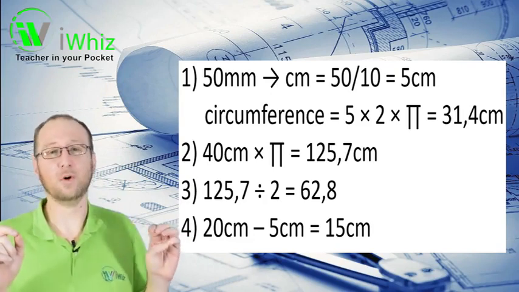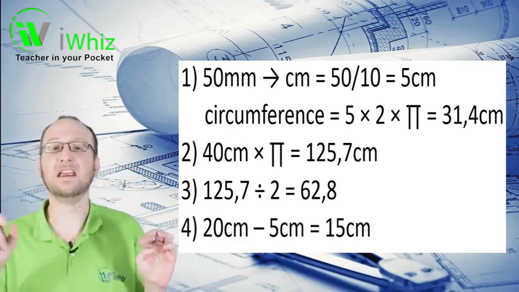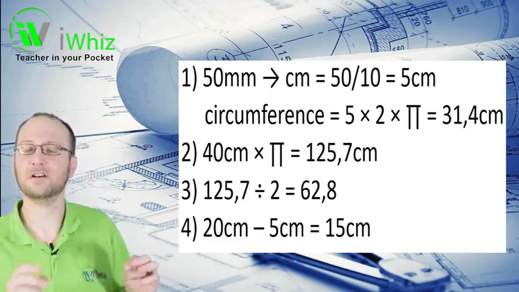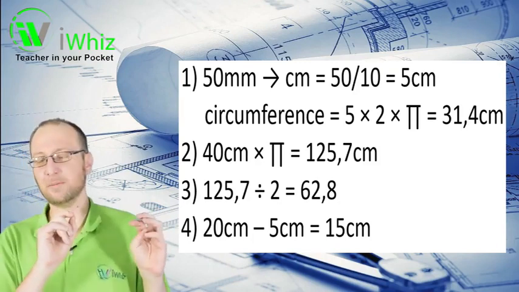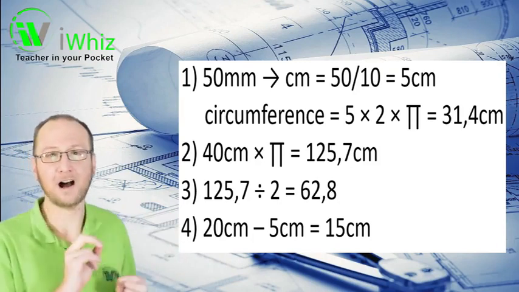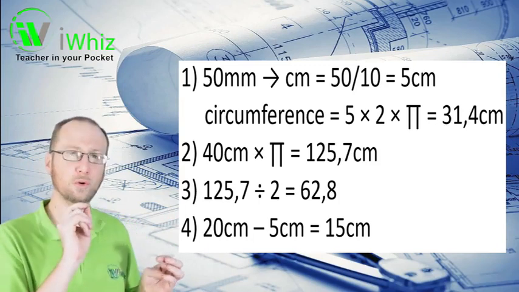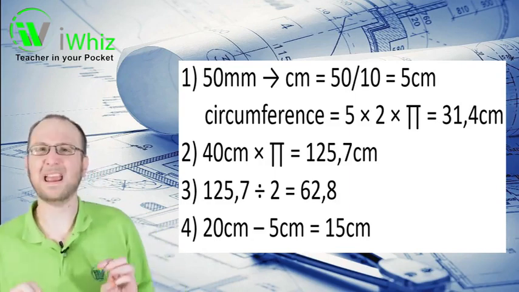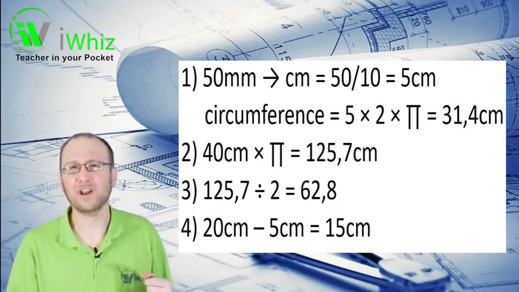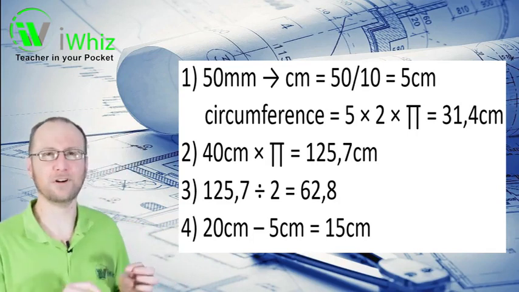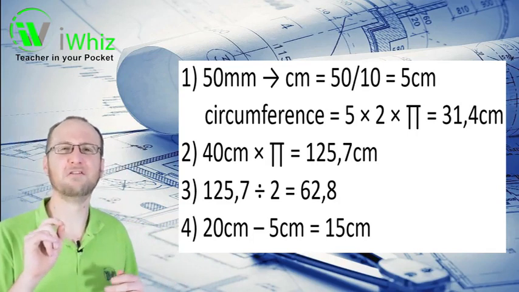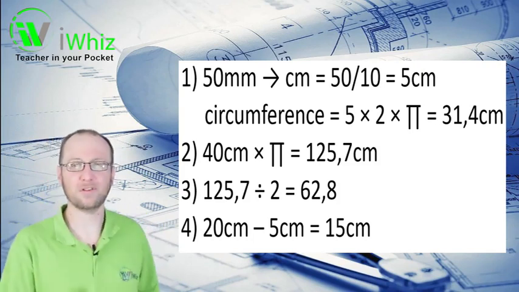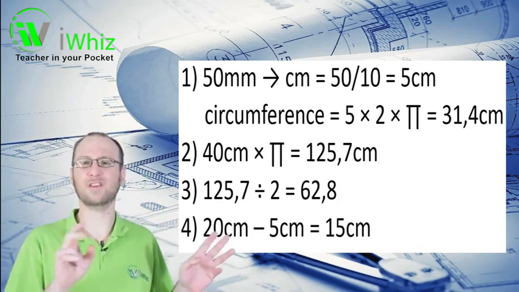So, to work out then the circumference of the smaller circle, we're going to go the radius, 5 times 2 times pi. Okay, and if we do that, and I round it off to 1 decimal point, we end up getting a circumference of 31.4 centimeters.